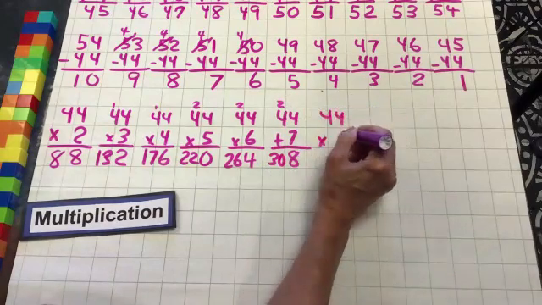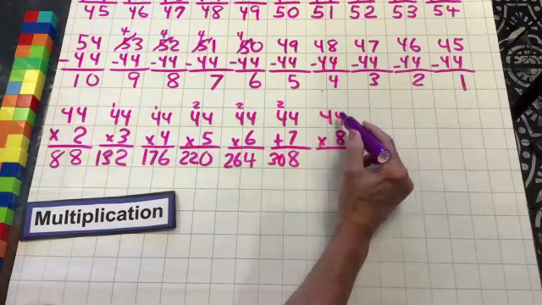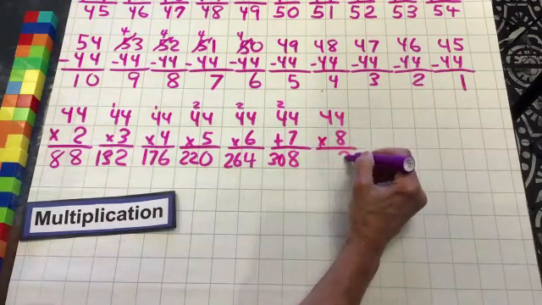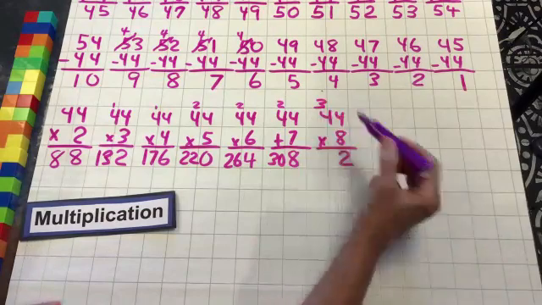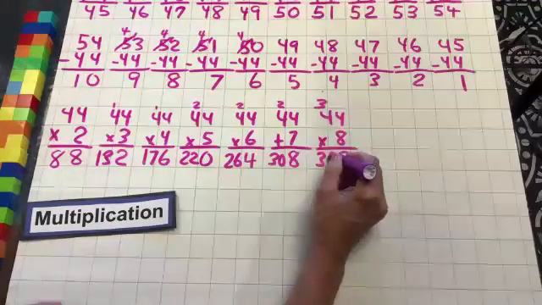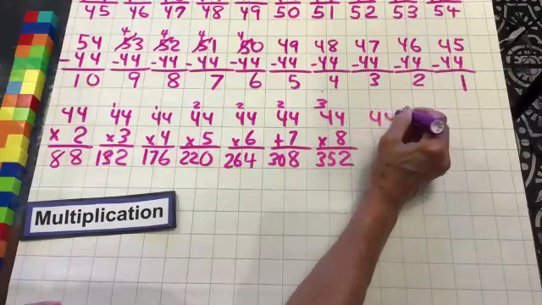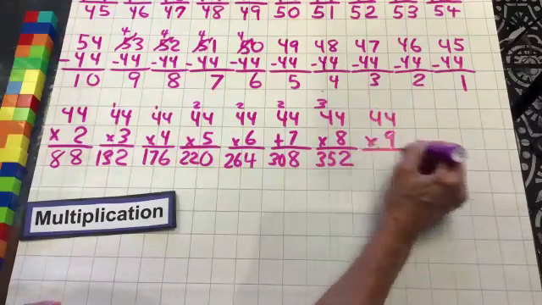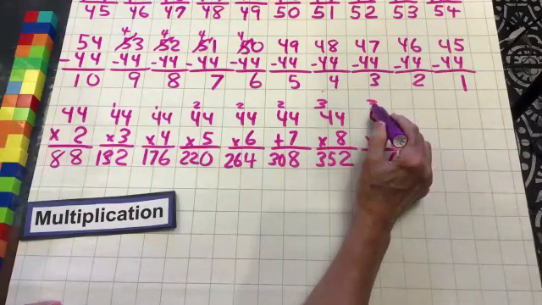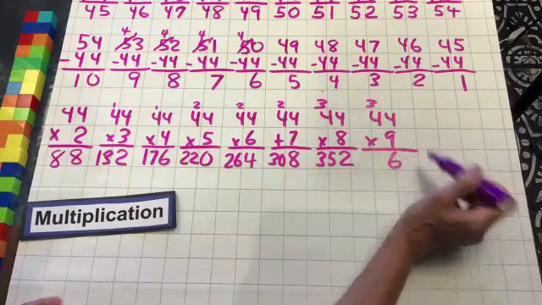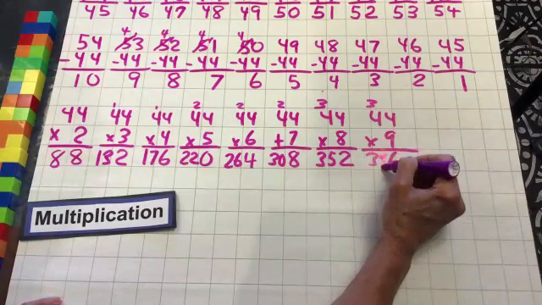44 times 8. 8 times 4 is 32. Drop the 2, carry the 3. 8 times 4 is 32, plus 3 is 35. 44 times 9. 9 times 4 is 36. Drop the 6, carry the 3. 9 times 4 is 36, plus 3 is 39.